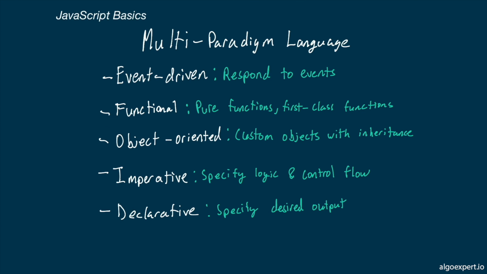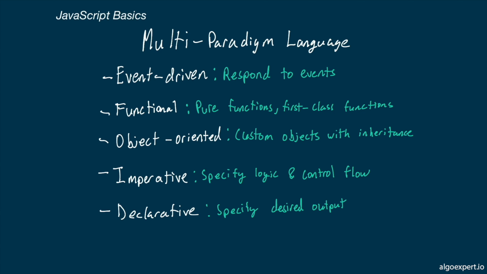JavaScript also supports functional programming, which is a paradigm based on writing pure functions, which are functions that will always have the same result for a given set of arguments. So if you give them the same argument, you will get the same result, and you also shouldn't have any side effects to a pure function.